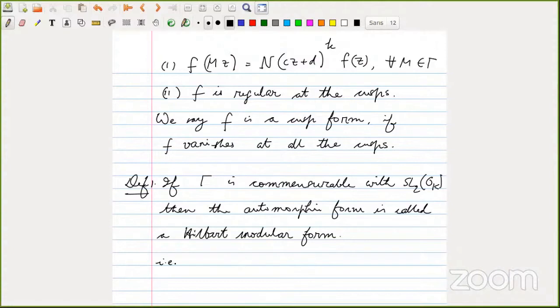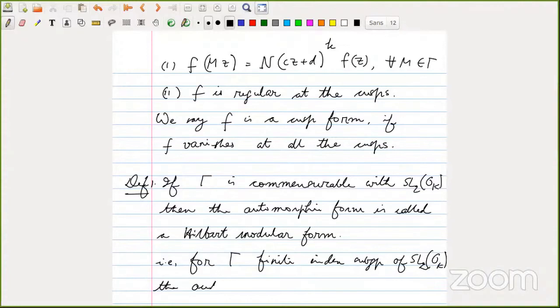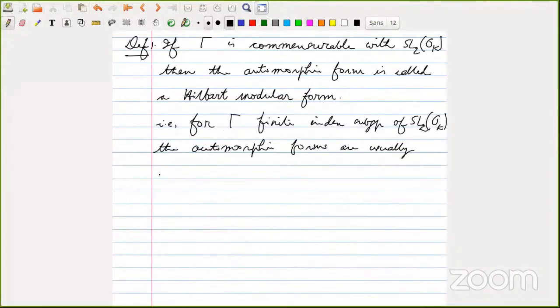Okay, so for Gamma a finite index subgroup of SL2(O_K), the automorphic forms are usually called Hilbert modular forms. Same thing, I'm repeating it again so that it stays.